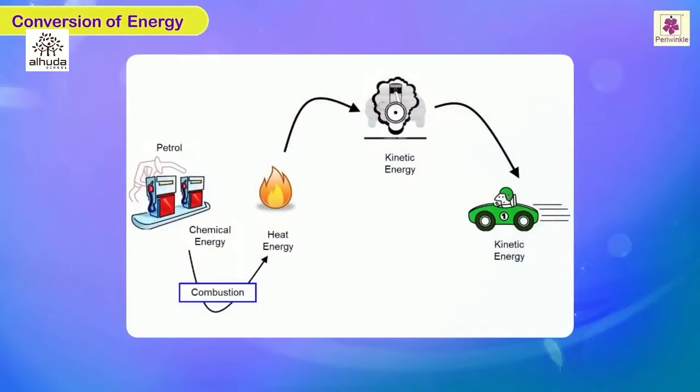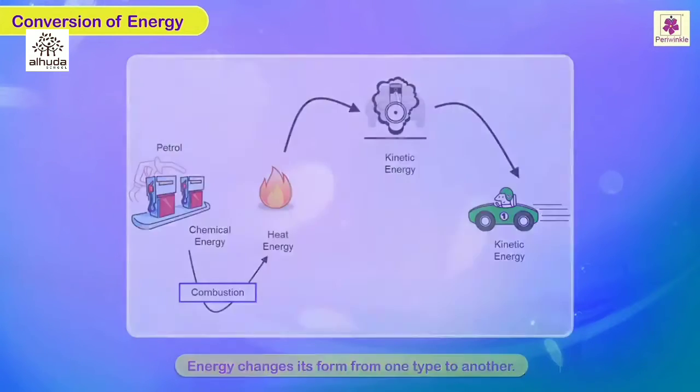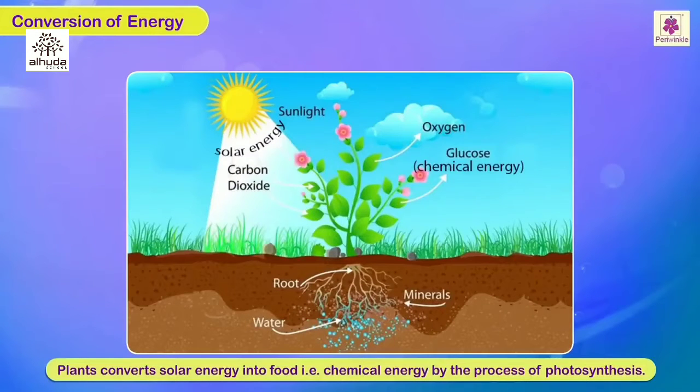Conversion of energy. Energy changes its form from one type to another. This can be understood with the help of the following examples. The green plants trap solar energy and convert it into food, that is chemical energy, by the process of photosynthesis.